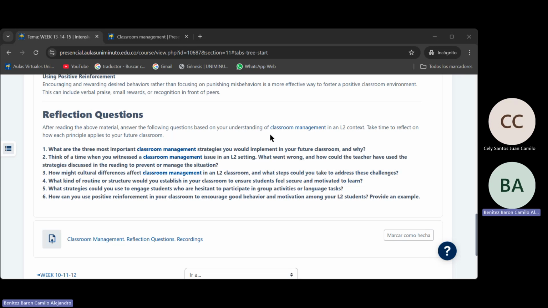Other examples could be proximity control, nonverbal cues, and timeouts, just for minor disruptions. And that will be all.